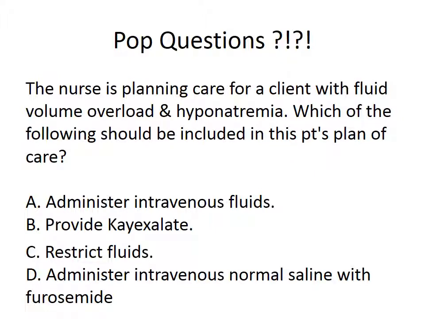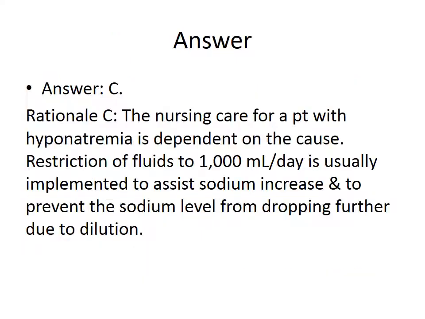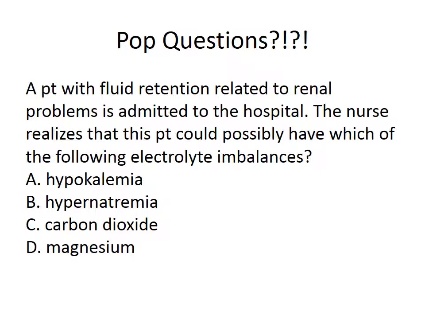The nurse is planning care for a client with fluid volume overload and hyponatremia. Which of the following should be included in this client's plan of care? C. The nursing care for a patient with hyponatremia is dependent on the cause. Restriction of fluids to 1,000 milliliters a day is usually implemented to assist sodium increase and to prevent the sodium level from dropping further due to dilution.